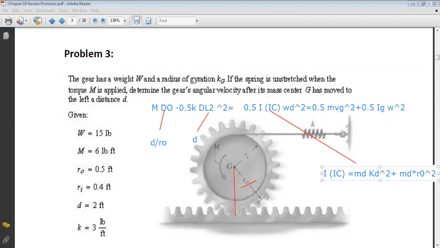Okay, and in this way I calculate the inertia about the IC, and I find the only unknown will be omega disk at state 2. I can get it, and then from omega disk I can find the velocity of G, because the velocity of G is omega disk times R0.